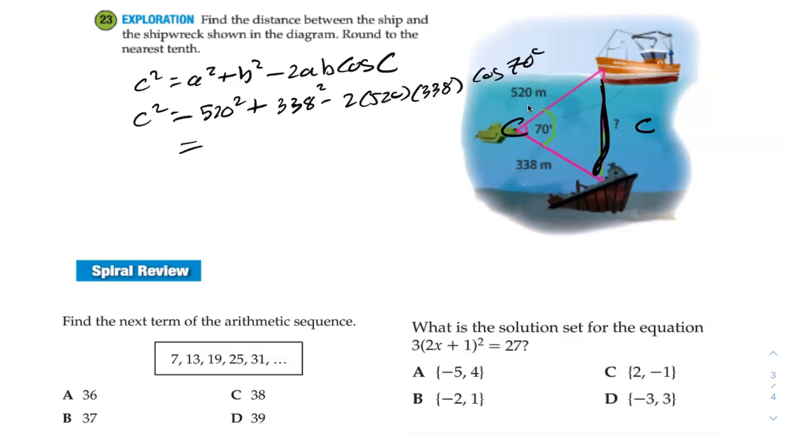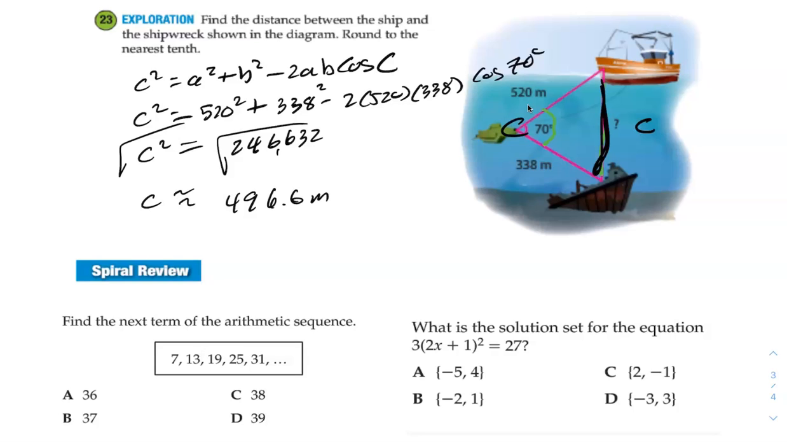And if you do that, you're going to get C squared equals 246,632. Square root that, and C is going to be roughly 496.6 meters. So there you go. That's how far down it is, to the nearest tenth.